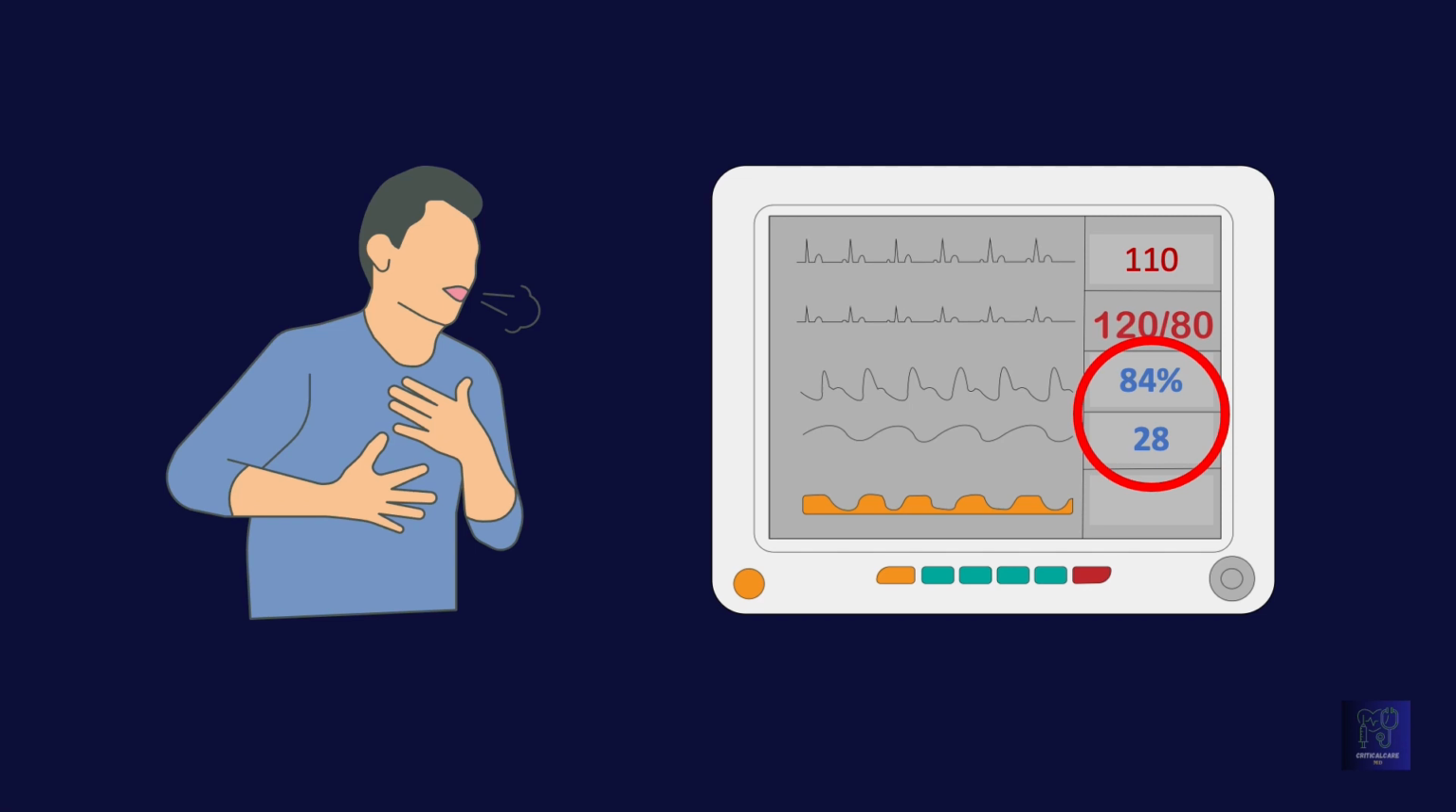You can do things like get a chest x-ray, get an ECG, order a blood gas. While all of these are important, none of these are the immediate next step. The immediate next step is you have to provide supplemental oxygen to improve the patient's SpO2.